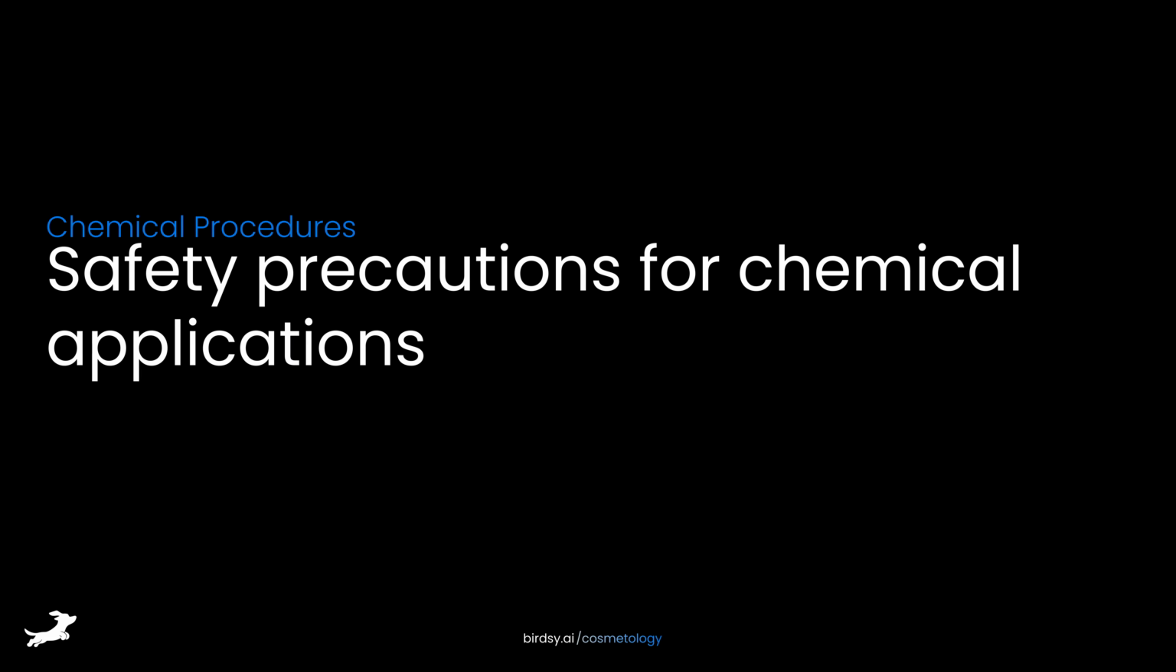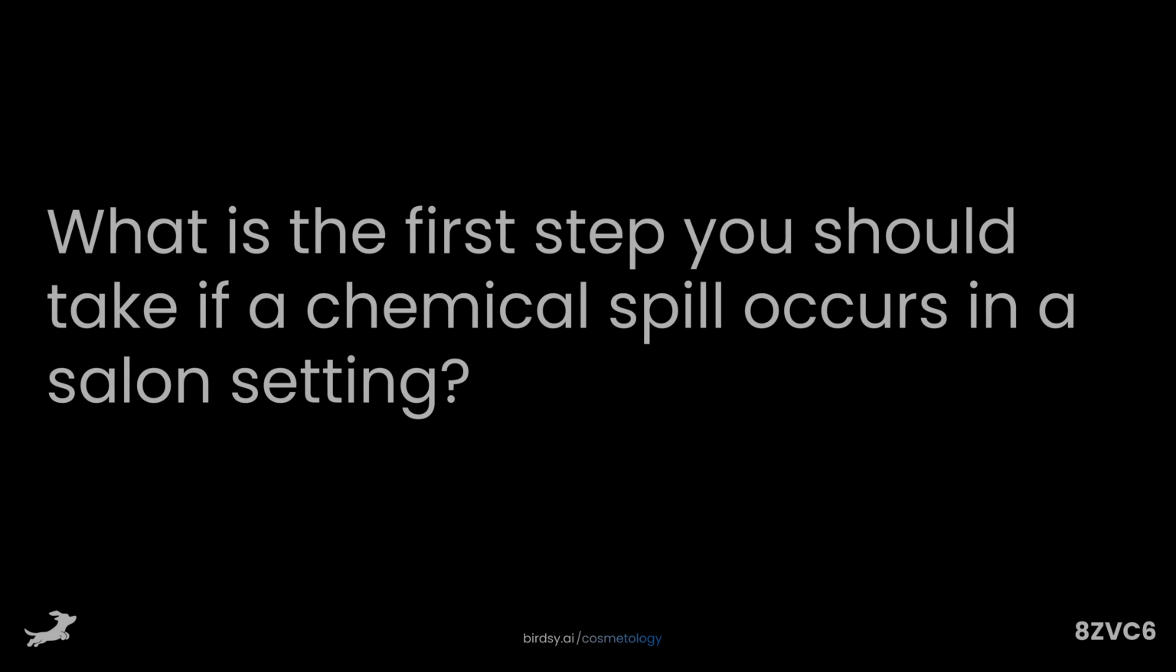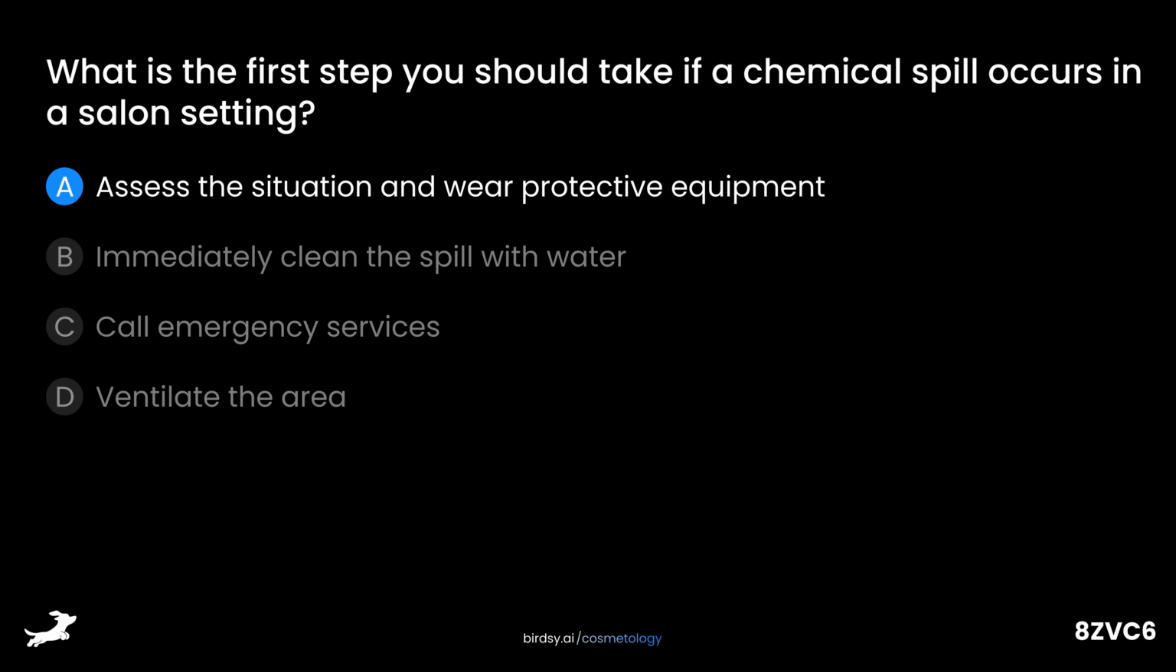Safety precautions for chemical applications. What is the first step you should take if a chemical spill occurs in a salon setting? Is it A, assess the situation and wear protective equipment, B, immediately clean the spill with water, C, call emergency services, or D, ventilate the area? The answer is A, assess the situation and wear protective equipment.